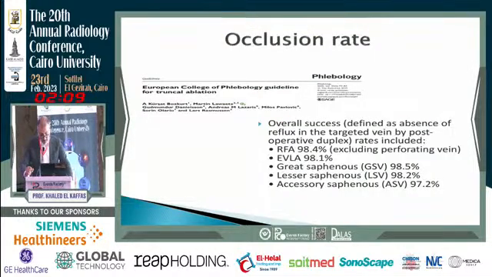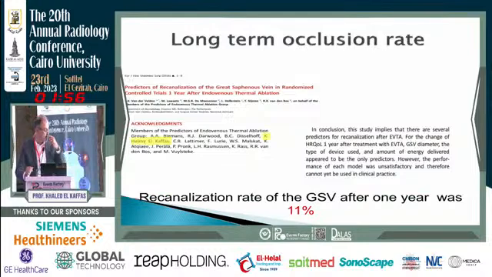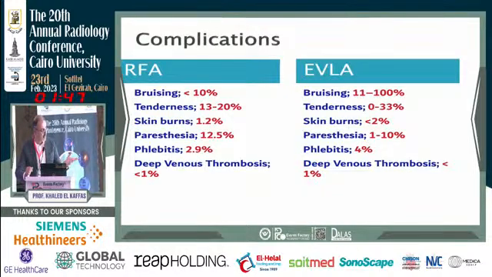According to the European College of Phlebology guidelines dated 2020, the overall success rate of the RFA is equivalent to the EVLA, the laser ablation, about 98%. It's a paper published by me and my colleagues. In the long-term, we found that the recanalization rate is about 11%. Complication rate is very minimal. We have more bruising and tenderness in the laser ablations.